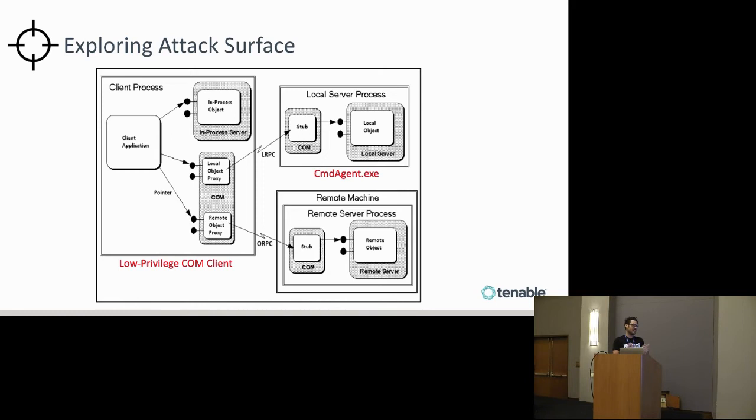And so you can imagine, if you're a developer writing a COM server that's out-of-proc, you have to be really careful how you write that, because you're exposing yourself to low-privileged COM clients that could potentially invoke sensitive methods in your address space.